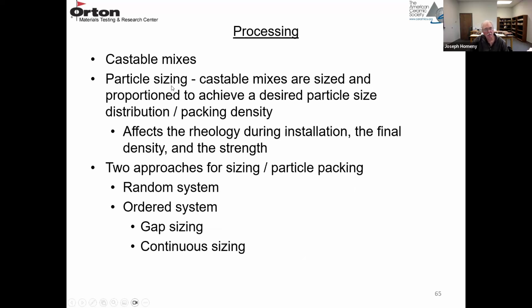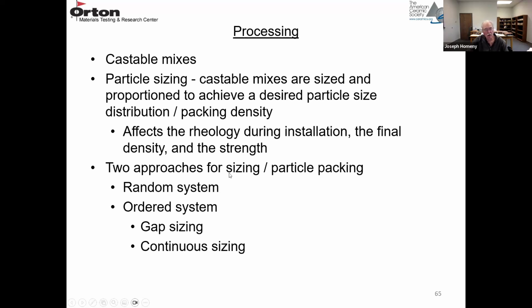So the particle sizing is important. Castable mixes are sized or proportioned to achieve a desired particle size distribution, which controls the packing density, which again controls the porosity and the strength. The particle sizing is kind of critical because it affects the rheology during installation. And again, after drying, it controls the final density, the porosity content, and the strength.